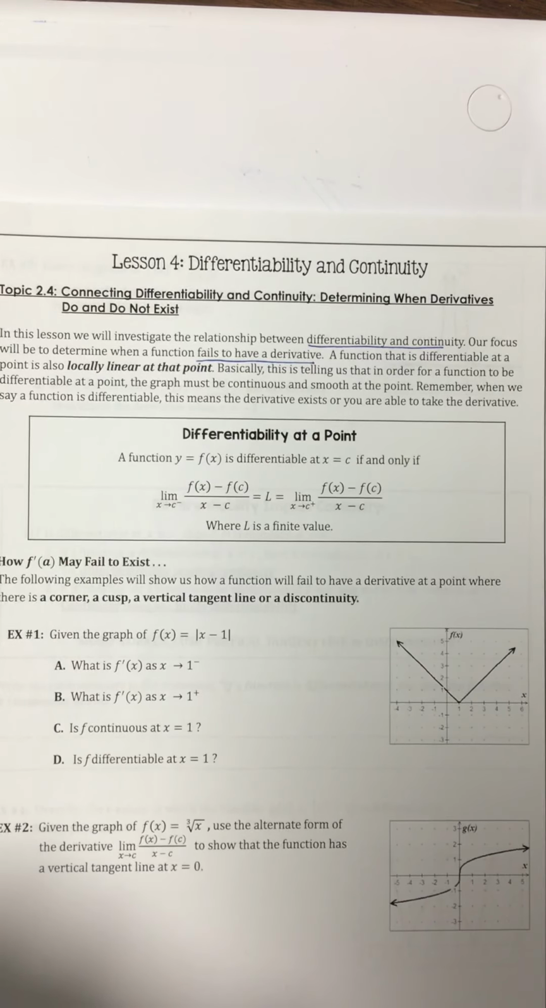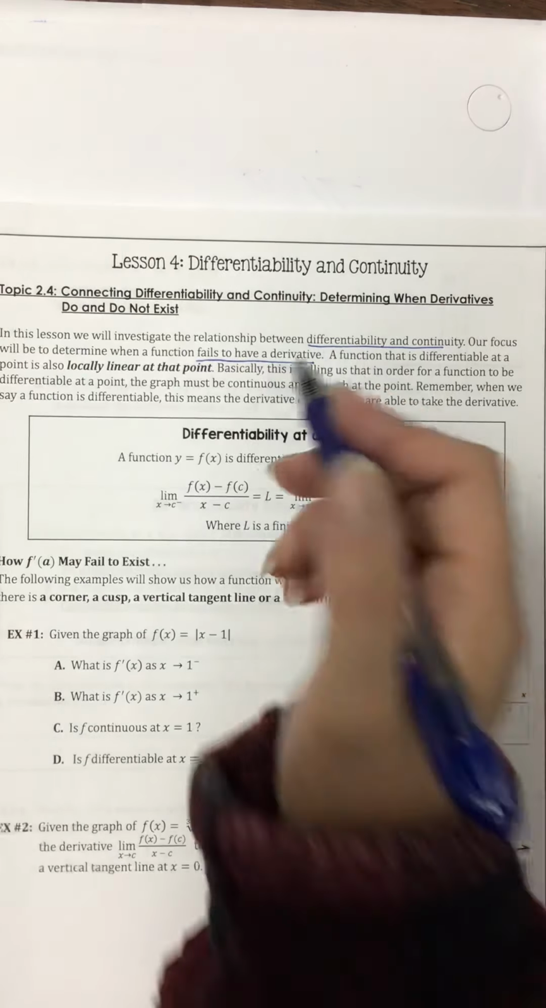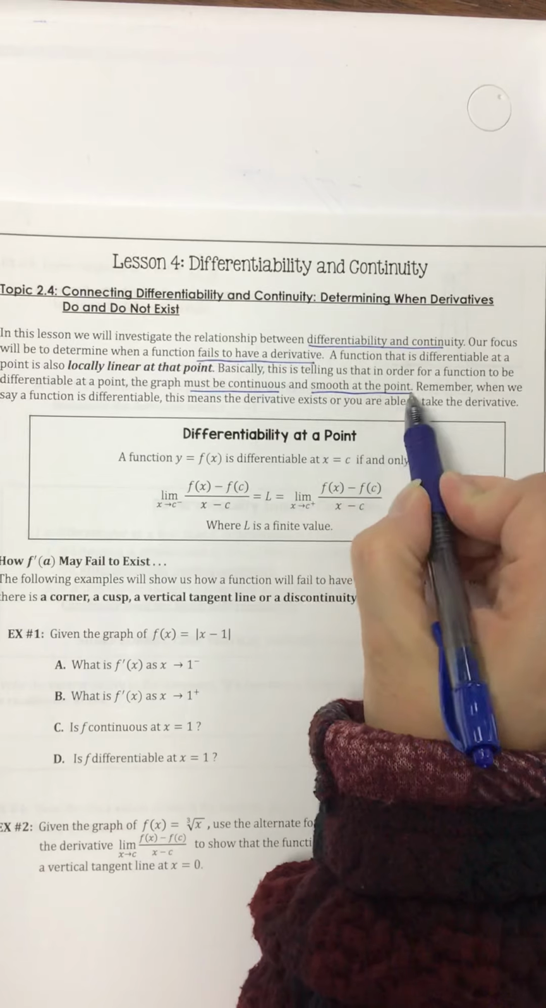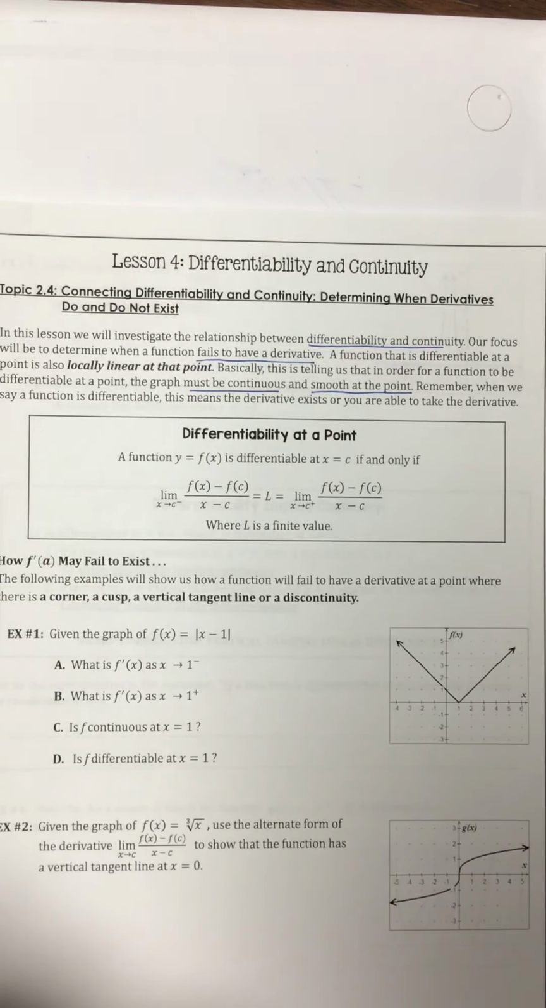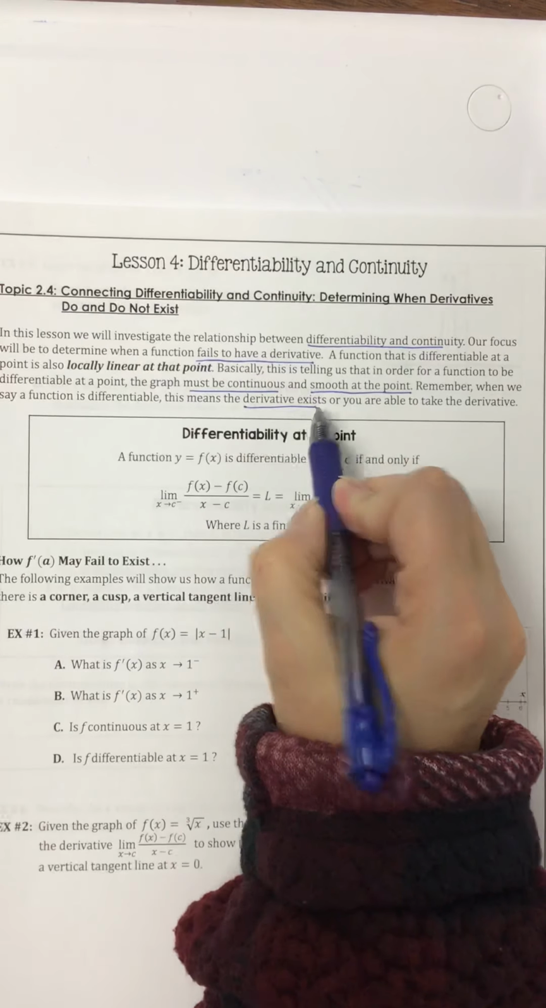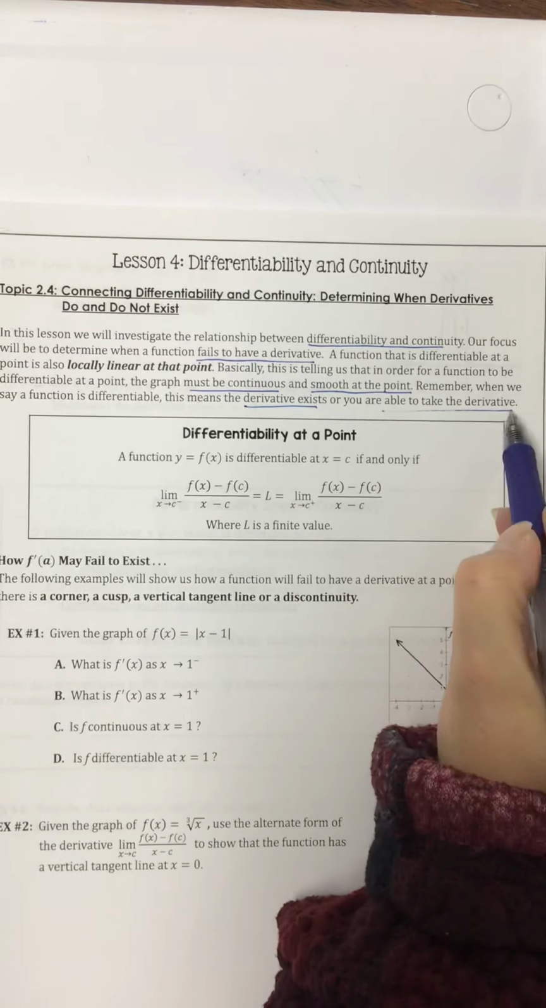Basically, this is telling us that in order for a function to be differentiable at a point, the graph must be continuous and smooth at the point. Remember, when we say a function is differentiable, this means the derivative exists or you're able to take the derivative.